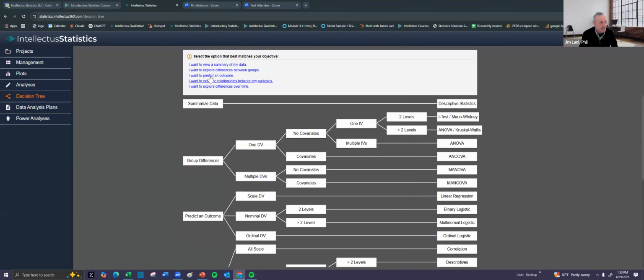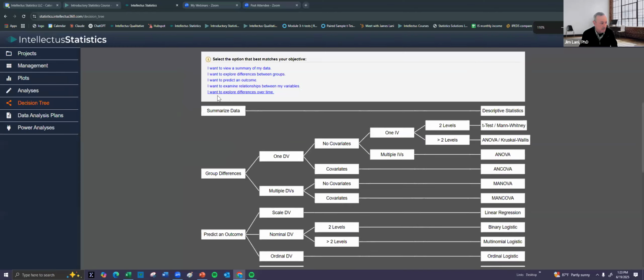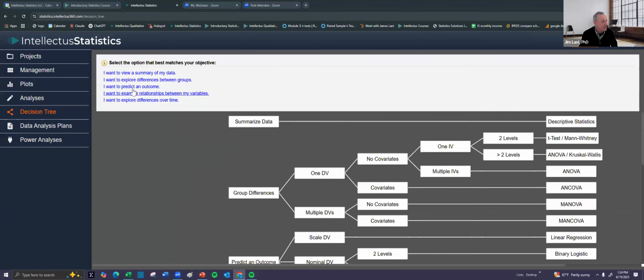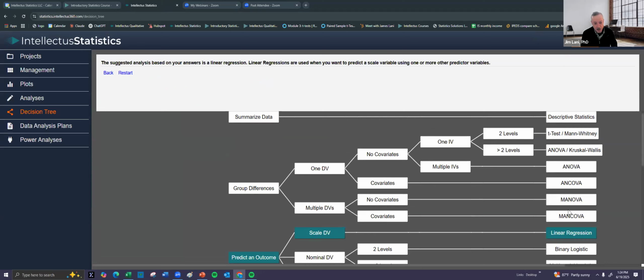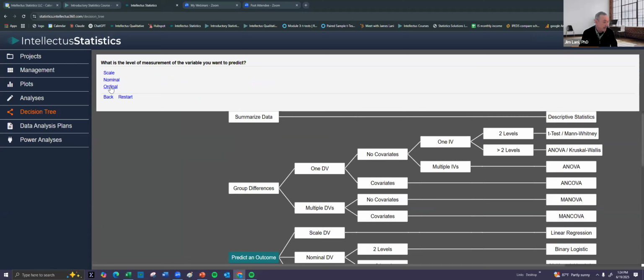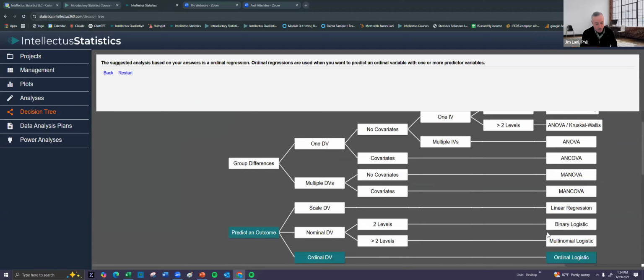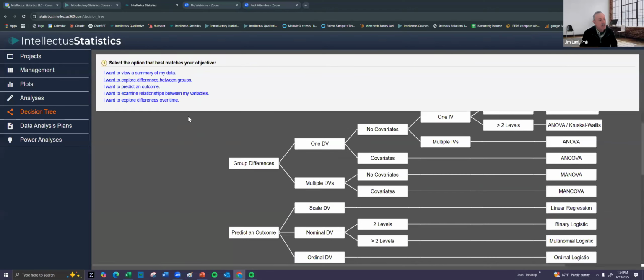Okay, and I can say I want to predict an outcome. I got to make this a little bit bigger. I want to predict an outcome, and what's important with that prediction language is the outcome variable. What do you want to predict? Scale, you're doing a linear regression. If you were doing ordinal, then ordinal logistic. So just know that you can play around with the decision tree.